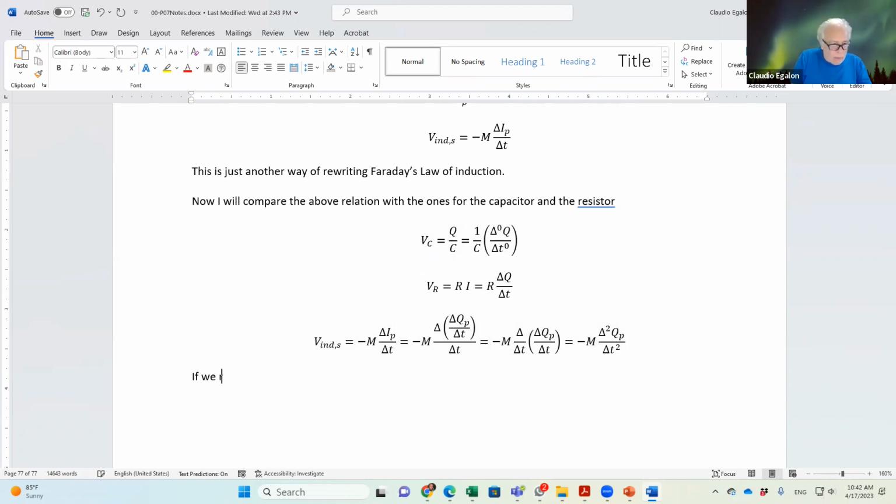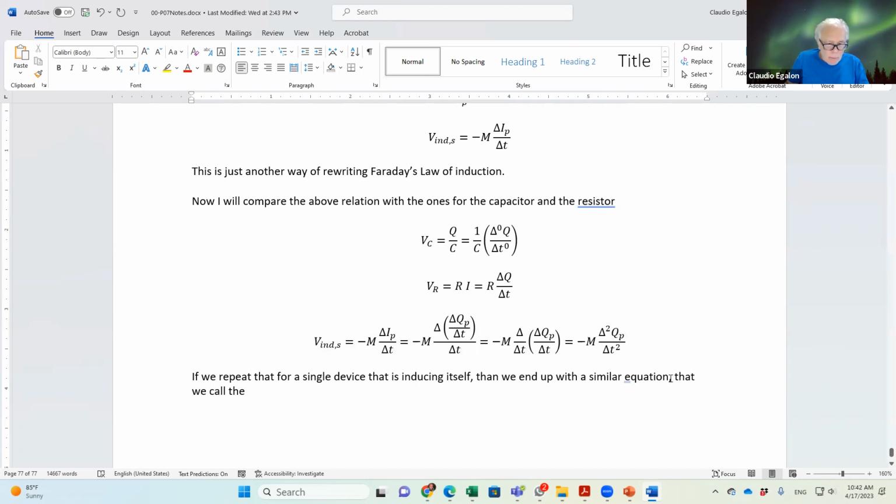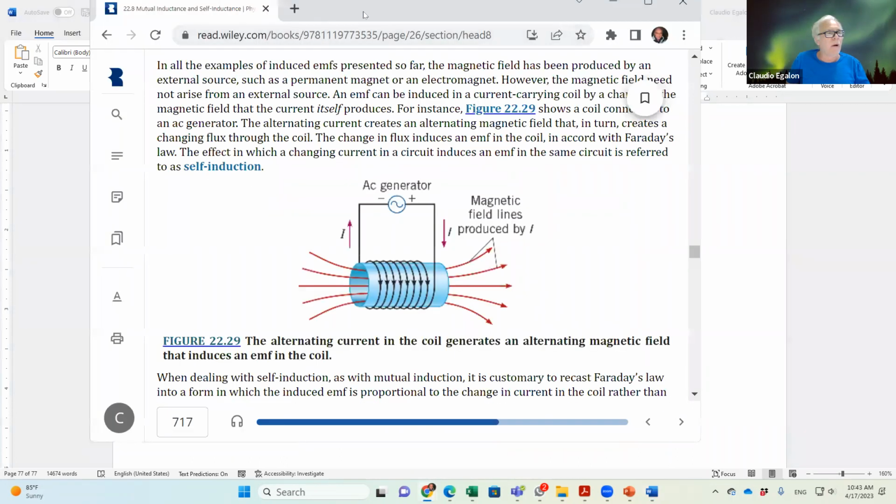If we repeat that for a single device that is inducing itself, then we end up with a similar equation, with another parameter that we call the self-inductance L. Now suppose that we have only one coil right now, okay?